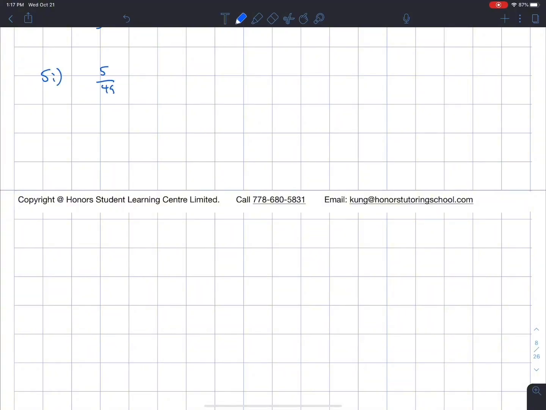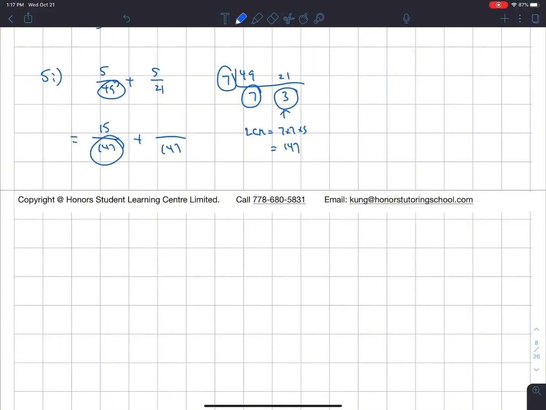5 over 49 plus 5 over 21. Again, I have to find the lowest common multiple. 7 times 7 is 49. 7 times 3 is 21. So the lowest common multiple is 7 times 7 times 3. 7 times 7 is 49. 49 times 3 is 147. So 49, 7 times 7 is 49. I just need to times 3. So 5 times 3 is 15. Because 49 times 3 is going to give you 147.